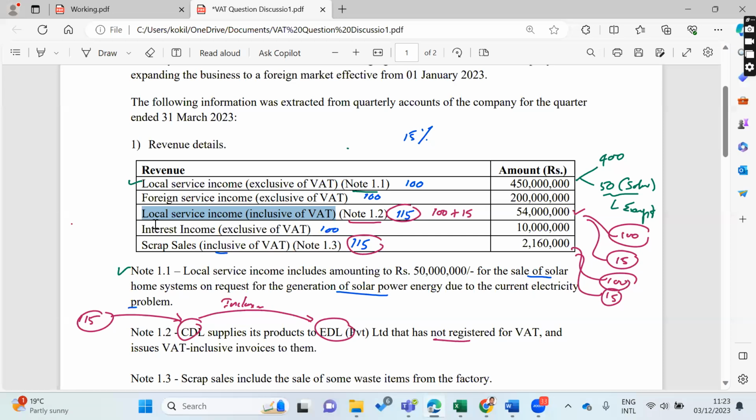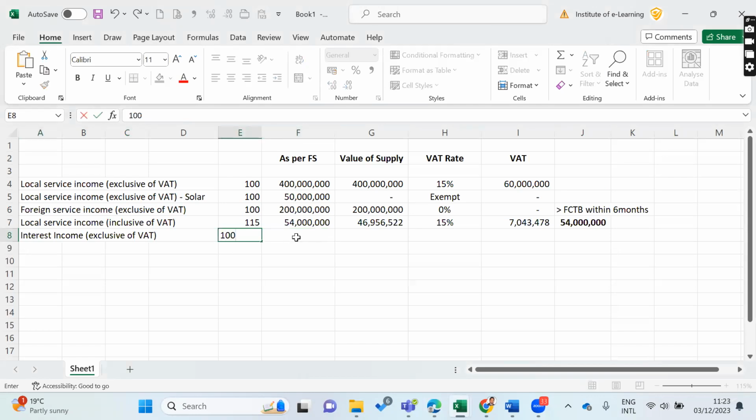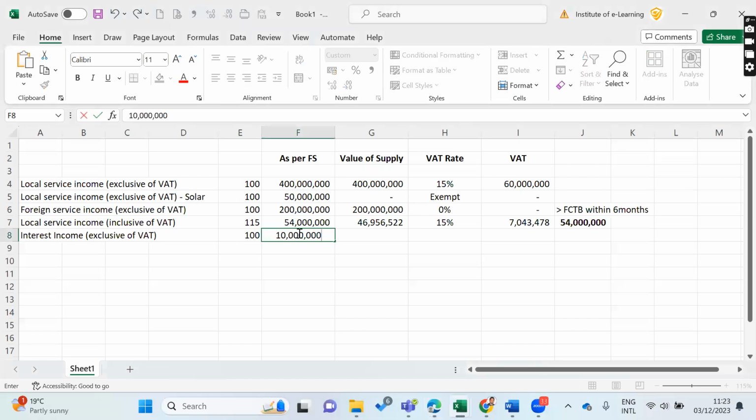Then interest income. Again, you have to show your knowledge. Interest income is excluded, right? You have to mention that, otherwise you will not get the mark. Here the 10 million you will include, but we will not consider it here since it is excluded.